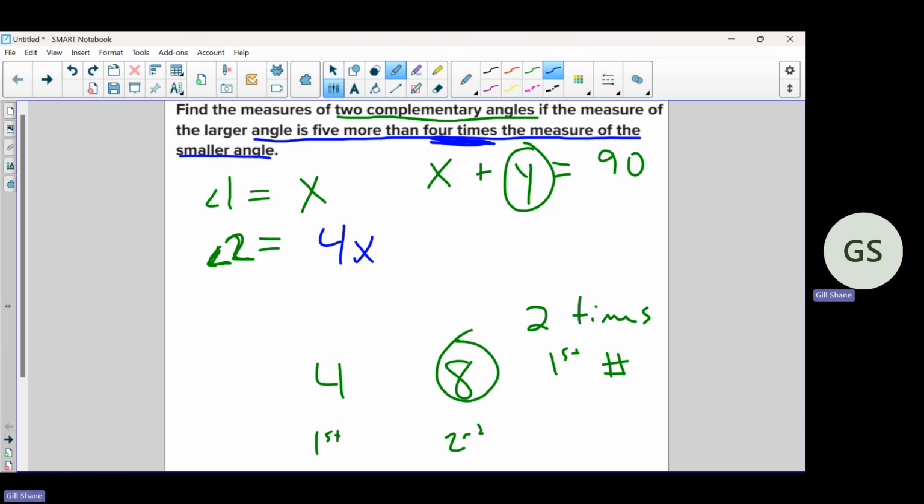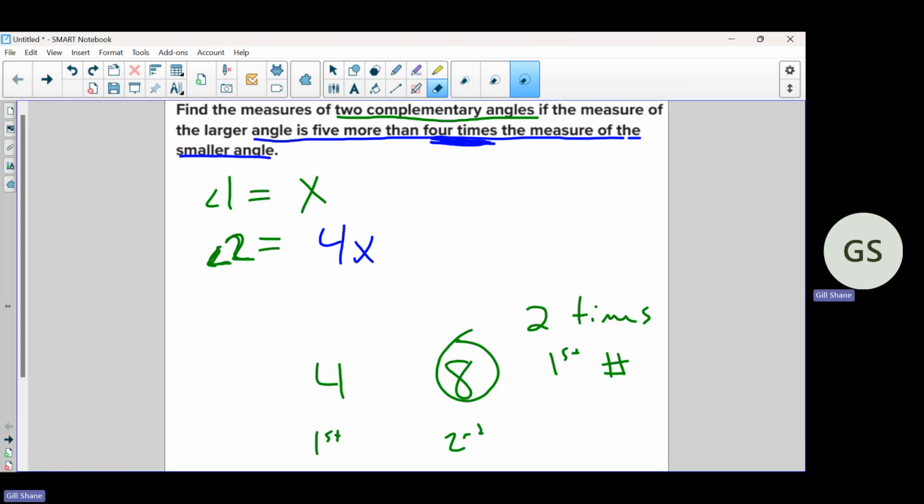So now we got to figure out what to do with that 5. It says 5 more, so there would be a way to figure out where it goes. But again, in 5th period, this didn't work in 4th. In 5th period, we said, well, you know what? We could just guess and put it somewhere.